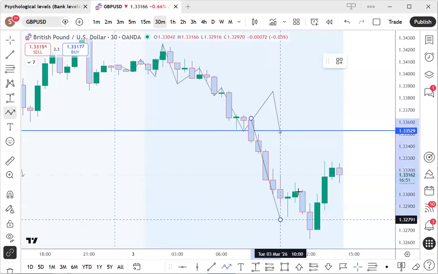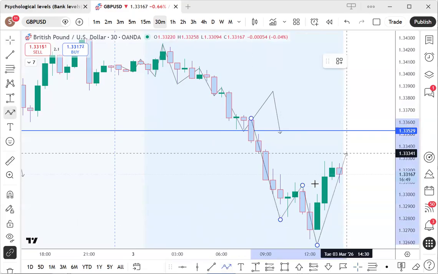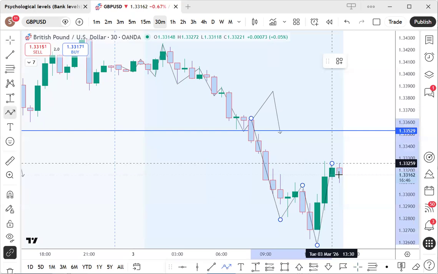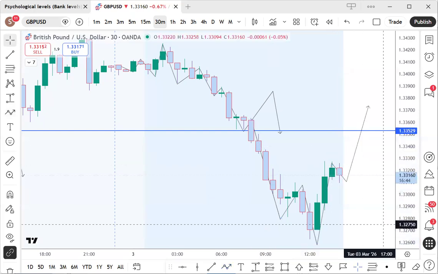So this has moved down like this, moved back down, and like this. Now this is a break of structure right there. It's pulling back down and then it's coming back up.